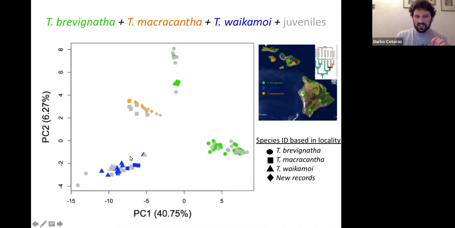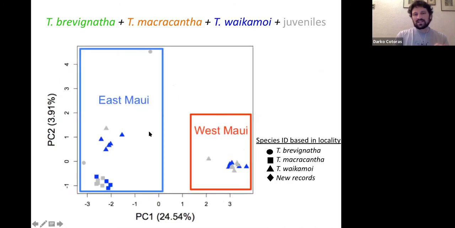If we do a PCA analysis just with these specimens, we can see the separation between West Maui and East Maui, and that it is in East Maui, in Haleakala, where we find these Waikamoi individuals showing up in areas where you hope to find the other species. So here, the second big result: Tetragnatha Waikamoi is actually coexisting with the other species. So the next question would be, is it competing ecologically, and is it hybridizing?